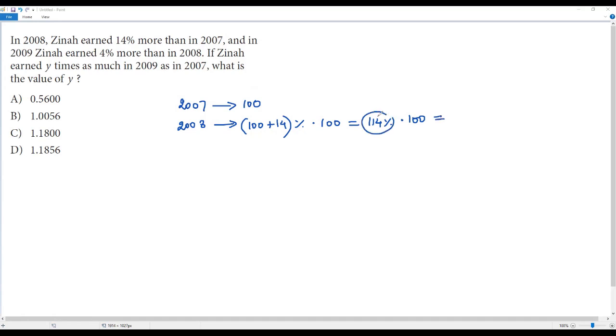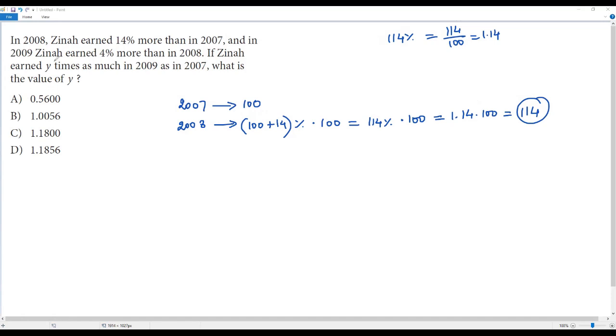Let's convert this to decimal. Whenever I want to convert percent to decimal, I have to divide by 100. When I divide 114 by 100, I'm getting 1.14, so 1.14 times 100. When I multiply these two numbers, I'm getting 114. So if I assume $100 as the earning of Zinah in 2007, according to the first information, for the year 2008 the earning of Zinah is $114.